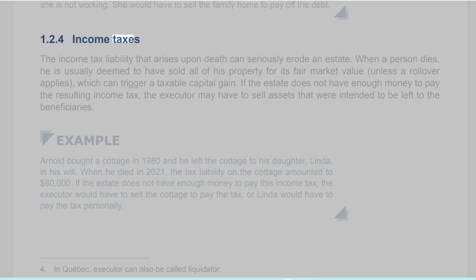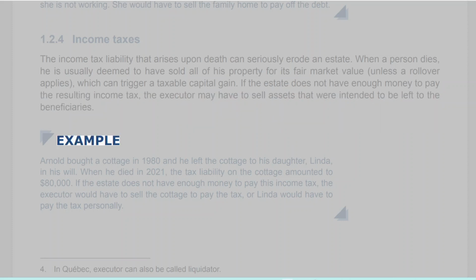1.2.4 Income taxes. The income tax liability that arises upon death can seriously erode an estate. When a person dies, he is usually deemed to have sold all of his property for its fair market value, unless a rollover applies, which can trigger a taxable capital gain. If the estate does not have enough money to pay the resulting income tax, the executor may have to sell assets that were intended to be left to the beneficiaries.